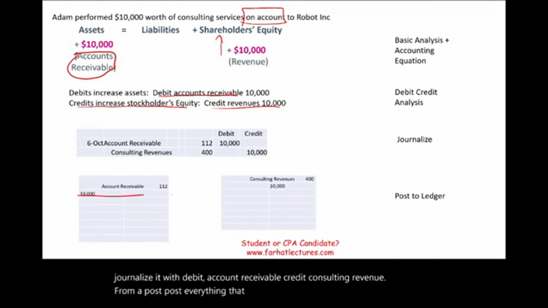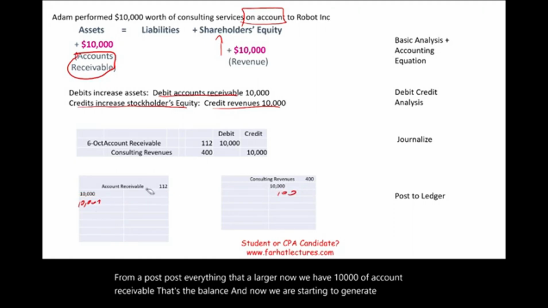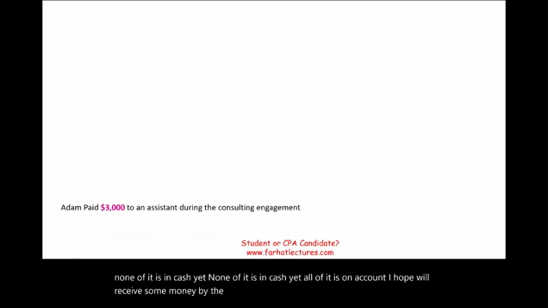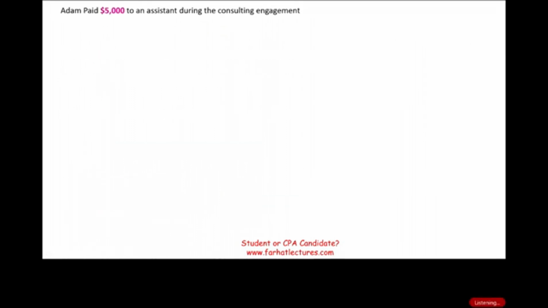Now we have 10,000 of accounts receivable. That's the balance. And now we are starting to generate revenues, but none of it is in cash yet. All of it is on account. I hope we'll receive some money by the end of the month. The following transaction. Let's take a look at the following entry.